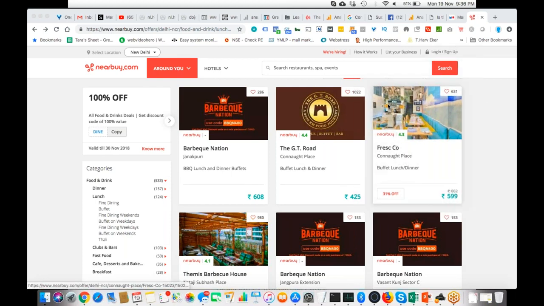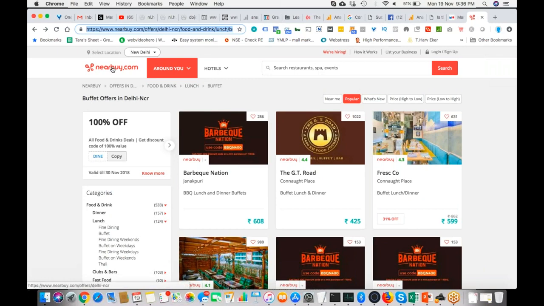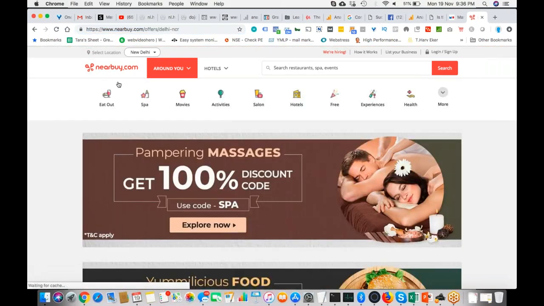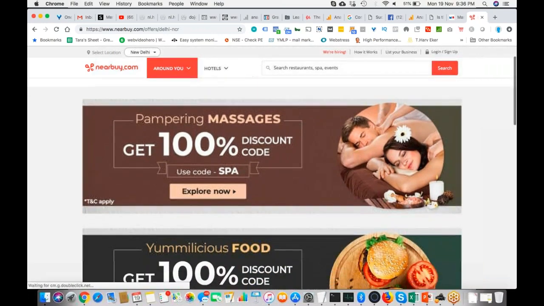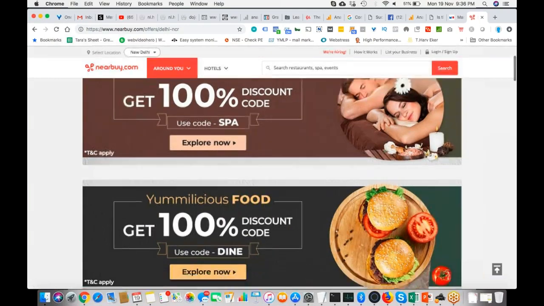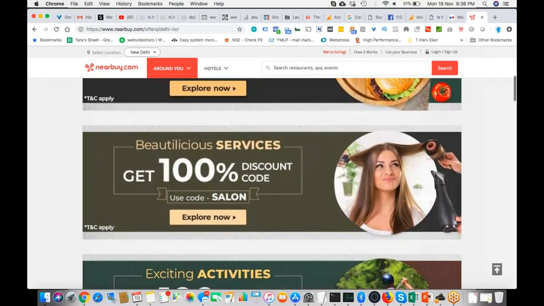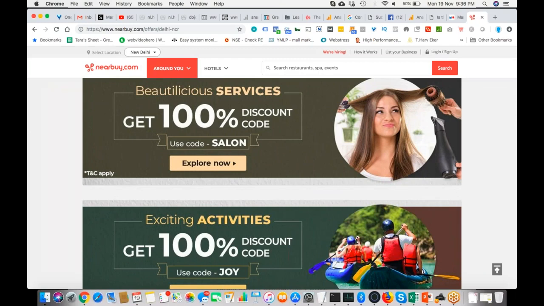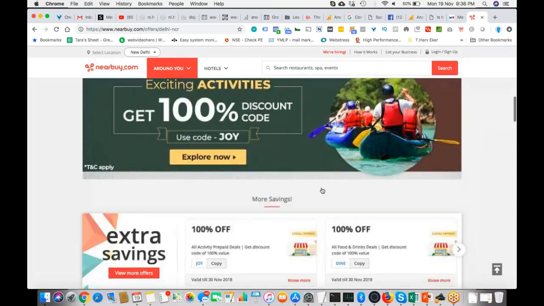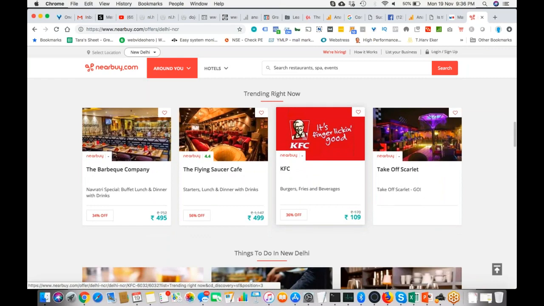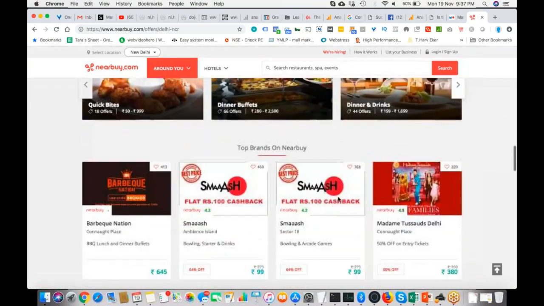Now I really like the idea. It is the very first time that I am seeing nearby.com, and I like the idea. So I visited the homepage, and I am seeing that the deals are not limited to the buffet. There are deals on massage, food, spa, and on services like a salon, and activities. I find a lot of deals over here. This cafe and KFC and a lot of other things.